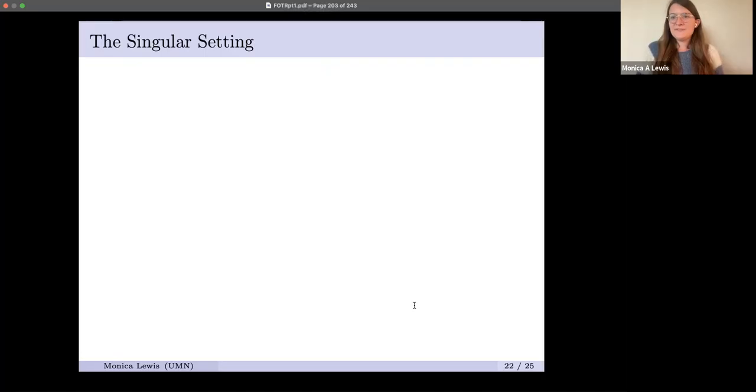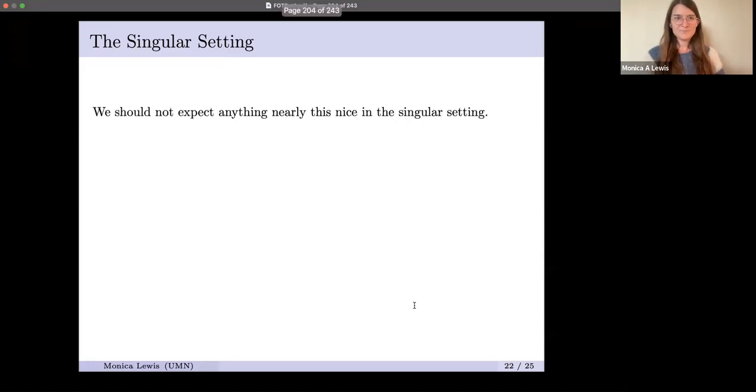Now, how much of this is going to hold if we try to move from the regular setting to the singular setting? Well, like I said, there are a few hiccups even moving from the regular setting to the slightly different regular setting in characteristic 0. If you want to move from polynomial rings to arbitrary regular rings, not necessarily local, the problems become much, much worse as soon as you drop regularity altogether. So first off, we should say right away that we should not expect anything nearly this nice.